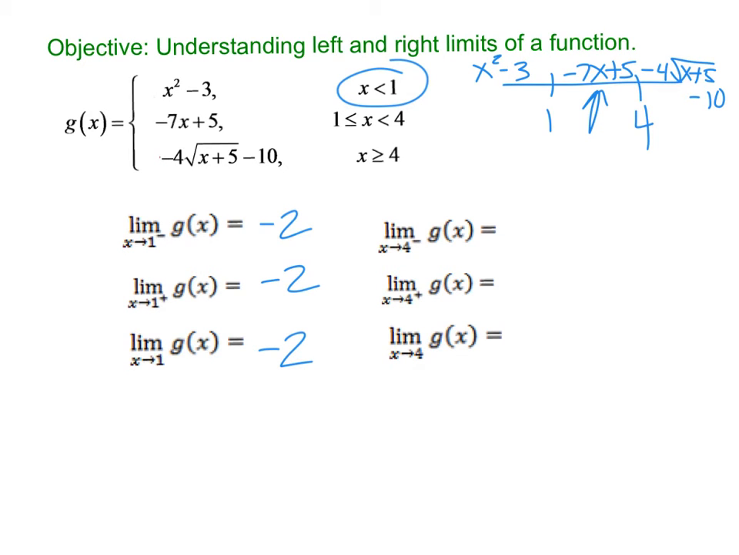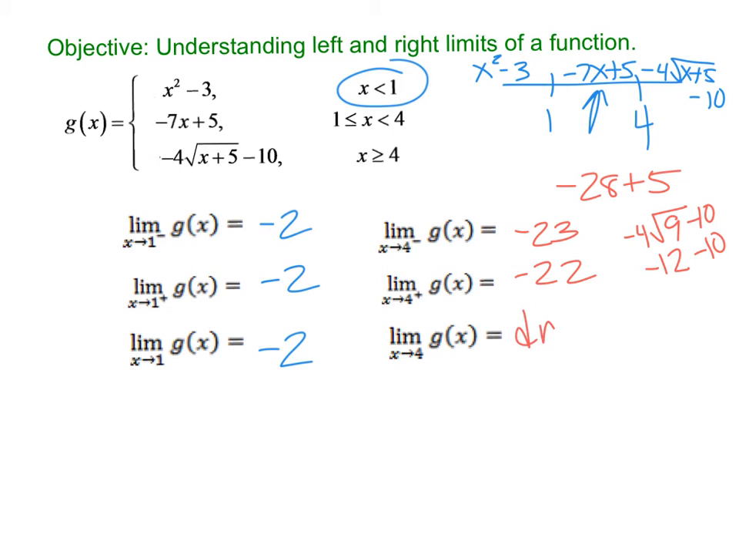What's happening at 4? So if I plug in 4, that's like a lot of work. All right, -28 plus 5 is -23, so that's the left. All right, so we got -4 times square root of 9 minus 10, -12 minus 10 is -22. So those two numbers are different, D and E.